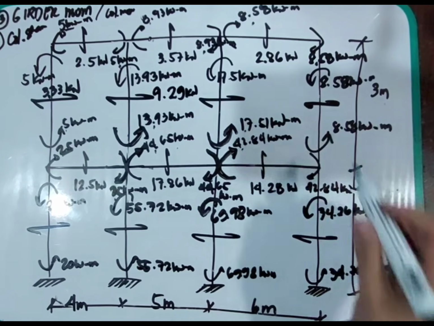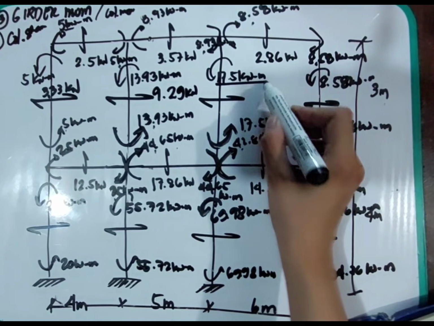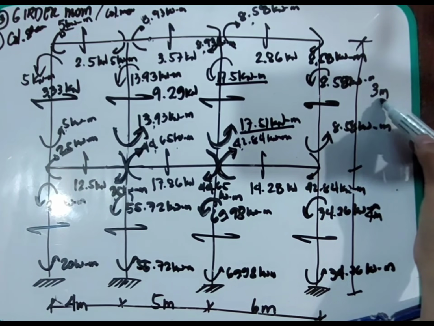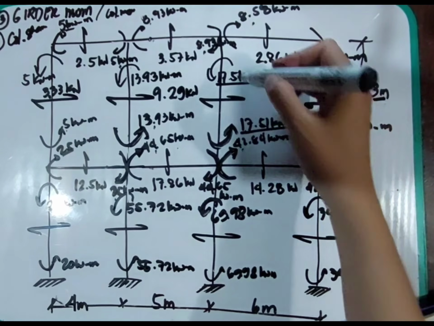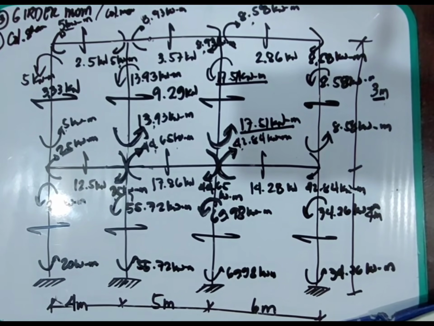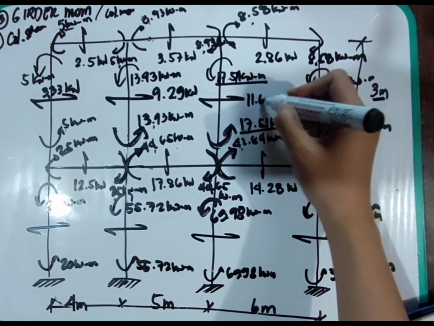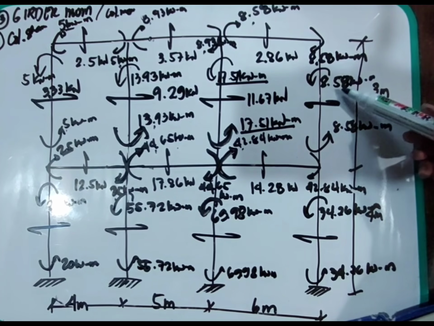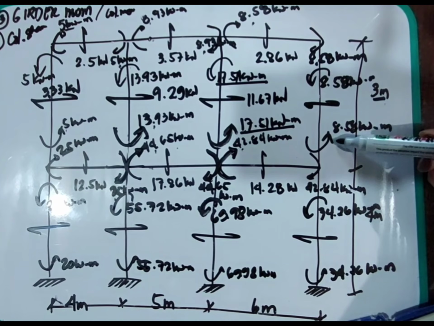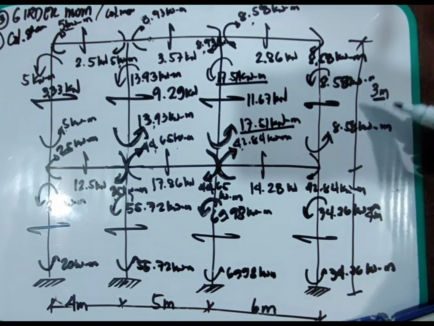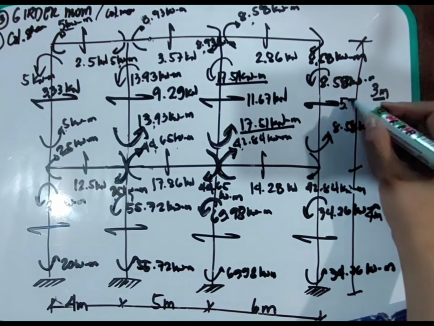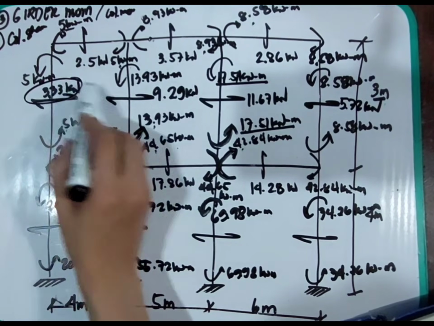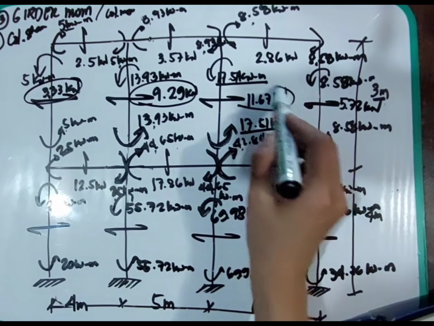Next, we have 17.51 plus 17.51 divided by 3. So, we have 11.67 kilonewton. Okay, next, we have 8.58 plus 8.58 divided by 3. So, we have 5.72 kilonewton. Bibilugan ko na lang, ha? Okay?